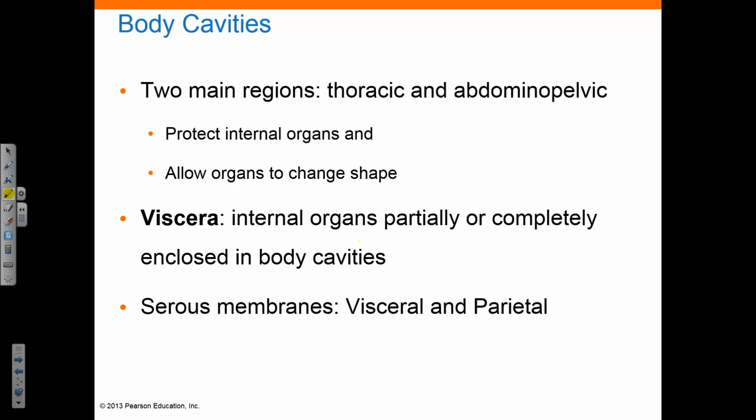A serous membrane that secretes serous fluid lines the cavities and the organs that reside there. This membrane produces serous fluid that reduces friction between the organs and between the organs and the cavity walls. The membrane on the walls of the cavity is referred to as parietal, and the membrane that covers the organs or the viscera is referred to as visceral.